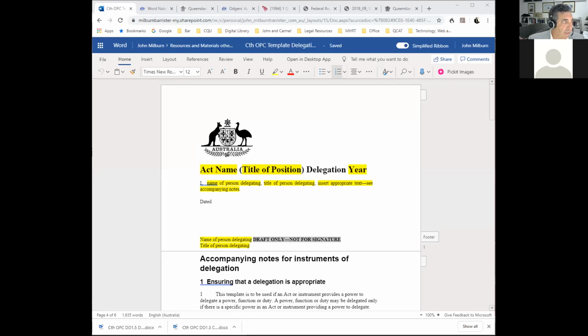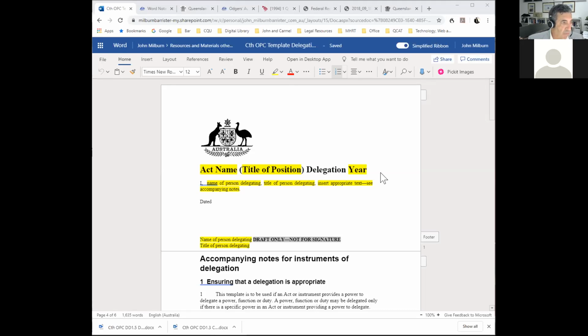We're into week 10, and tonight we're going to start by continuing our discussion around some of the Commonwealth Office of the Parliamentary Council precedents and templates, starting with that which relates to delegation, which is, of course, a highly relevant topic for you. I'll share the screen. You've probably looked at this already, if you've done some research around the OPC website. So an excellent precedent, you'll see there the accompanying notes.